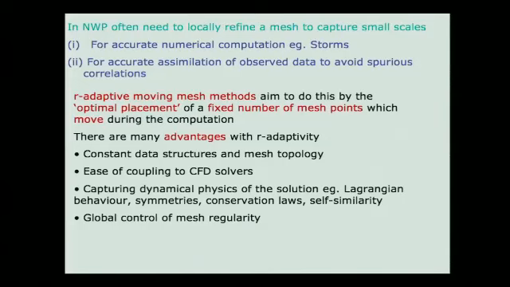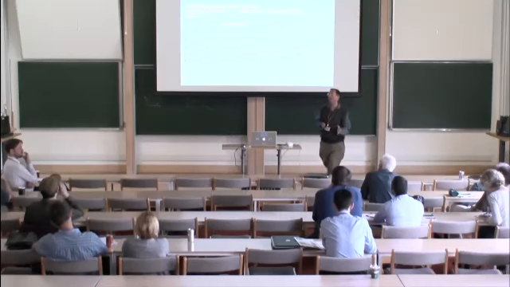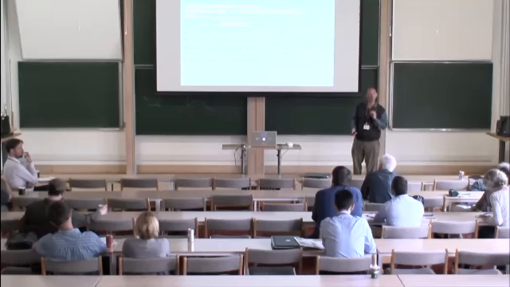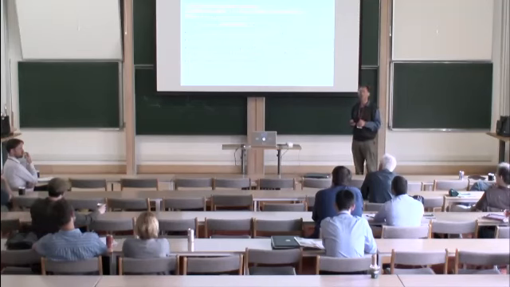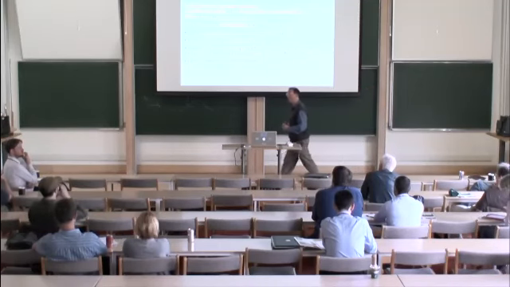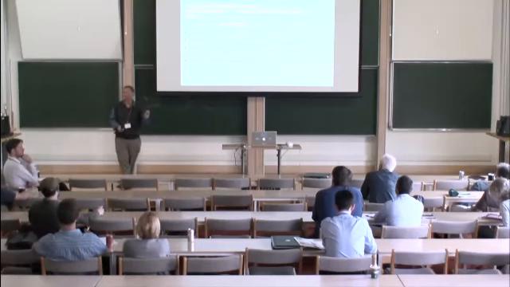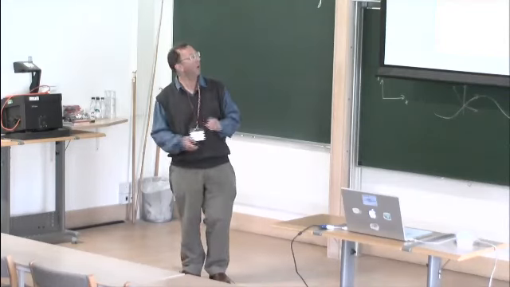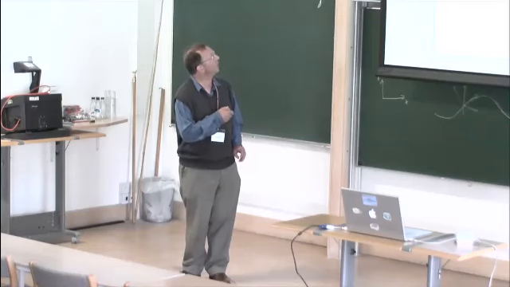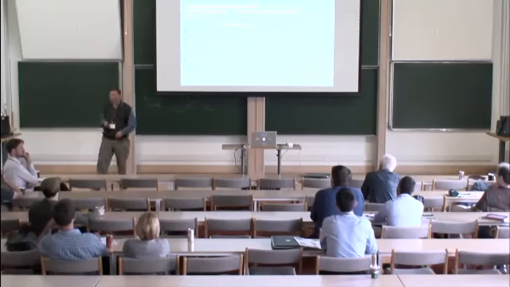And another reason I really like r-adaptive methods is that you're working with the whole mesh in one go. You're not working with little patches here and there. So you've got actually very good control over the entire regularity of the whole mesh, rather than just worrying about bits here and there. So I think these are really nice features which make these methods well worth pursuing.